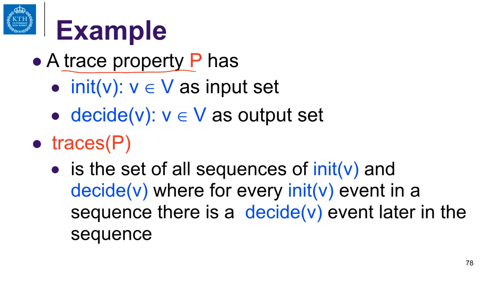Here is an example of a trace property that is a liveness property. We have the same signature as before, the init(v) and decide(v), and our liveness property says the traces of P is a set of all sequences of init(v) and decide(v), where for every init event in the sequence, there is a corresponding decide event later in that sequence. So the good thing is that the decide happens.